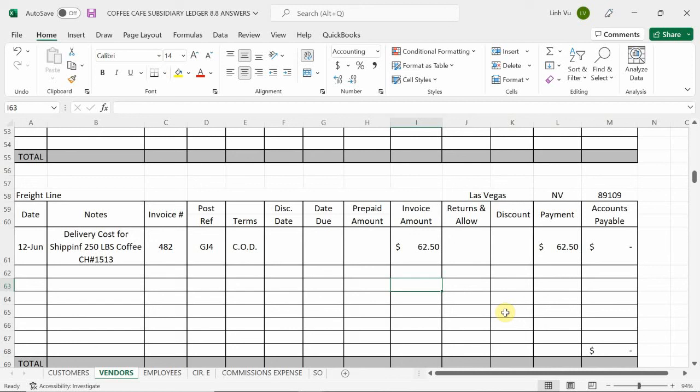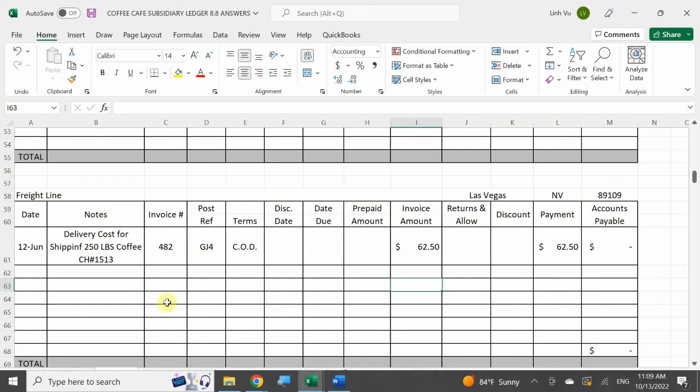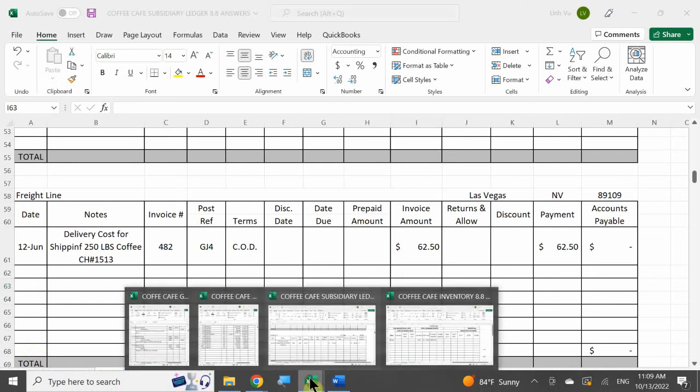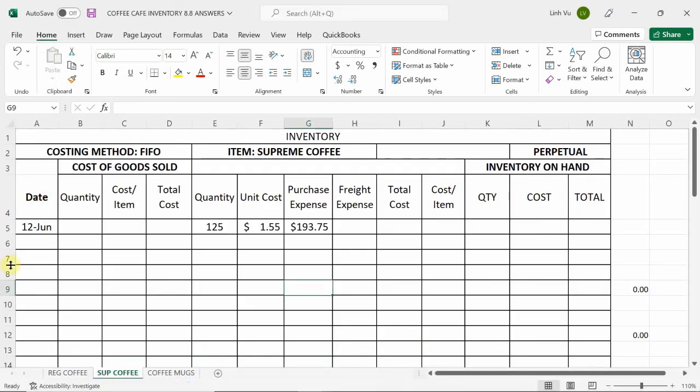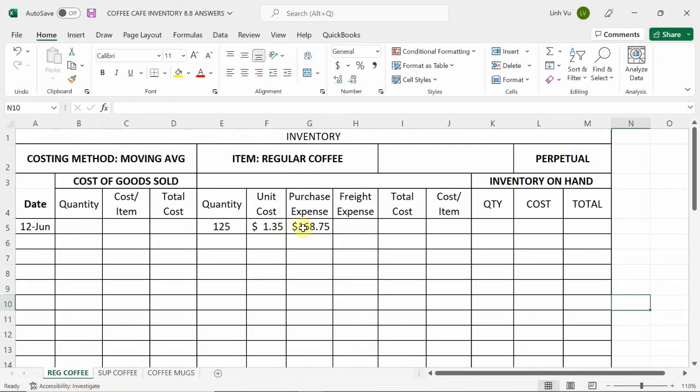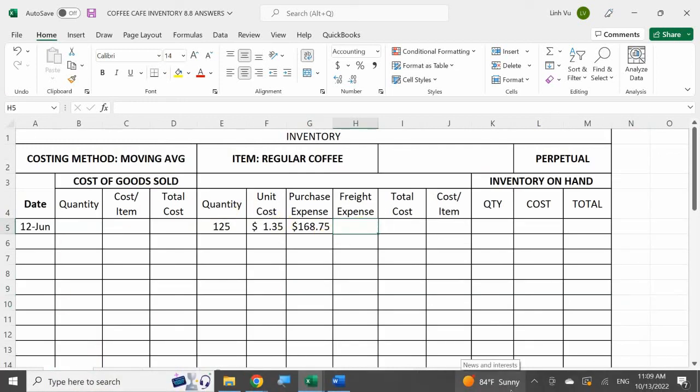Okay. Last but not least, right? We can finally finish updating my inventory worksheet because now I have my freight. So starting with your regular coffee, we purchased my regular coffee and we just incurred the freight expense for $31.25. So my grand total cost for my regular coffee was $200, right? We already established that in our ledger.